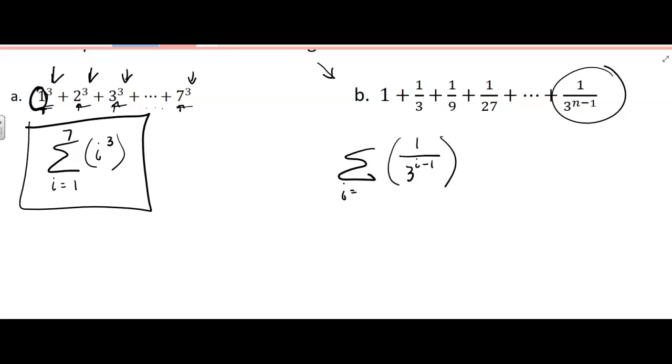Again, you can put that in parentheses. It would be nice. Now, when am I stopping? What's the upper limit? When I is n. So that's the upper limit. Now the tricky thing on this one is what's the lower limit?